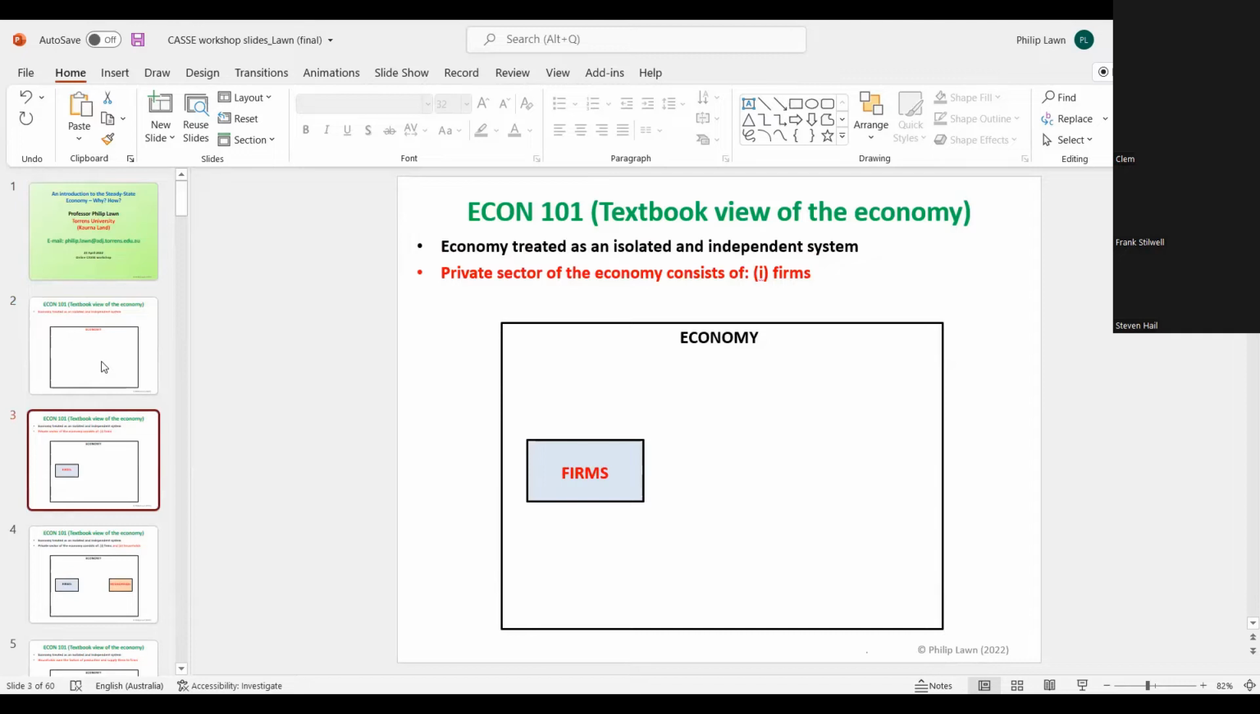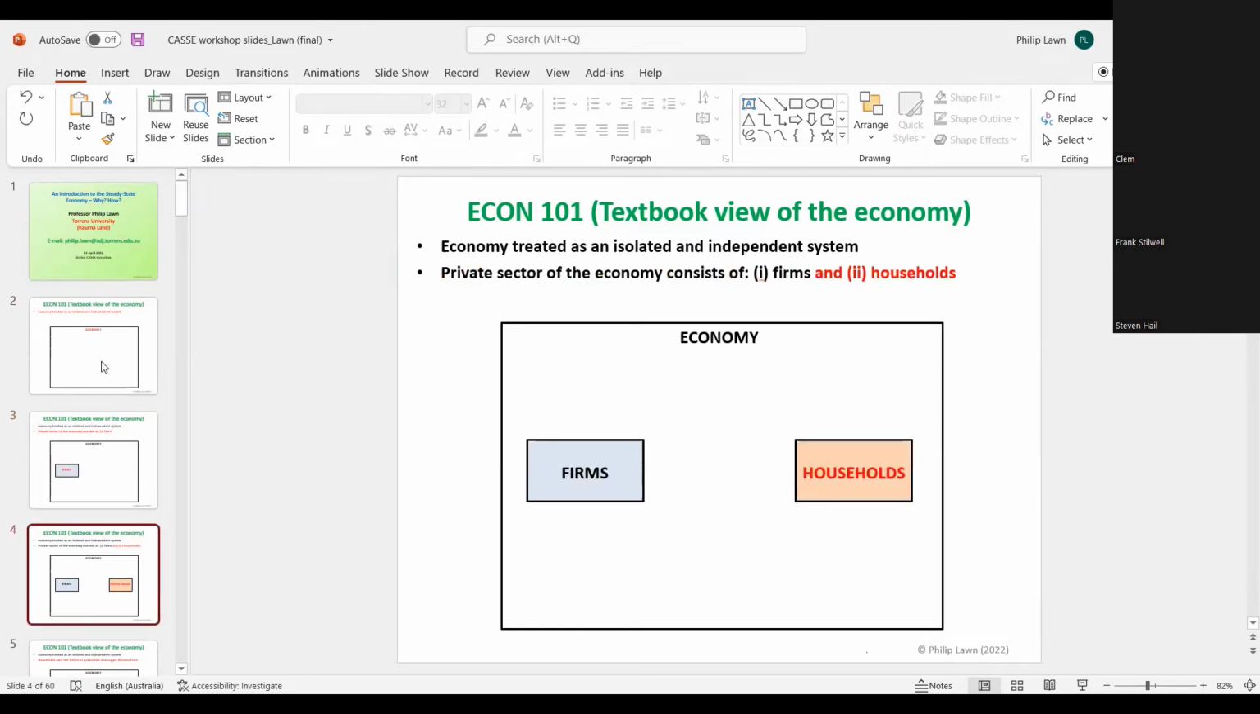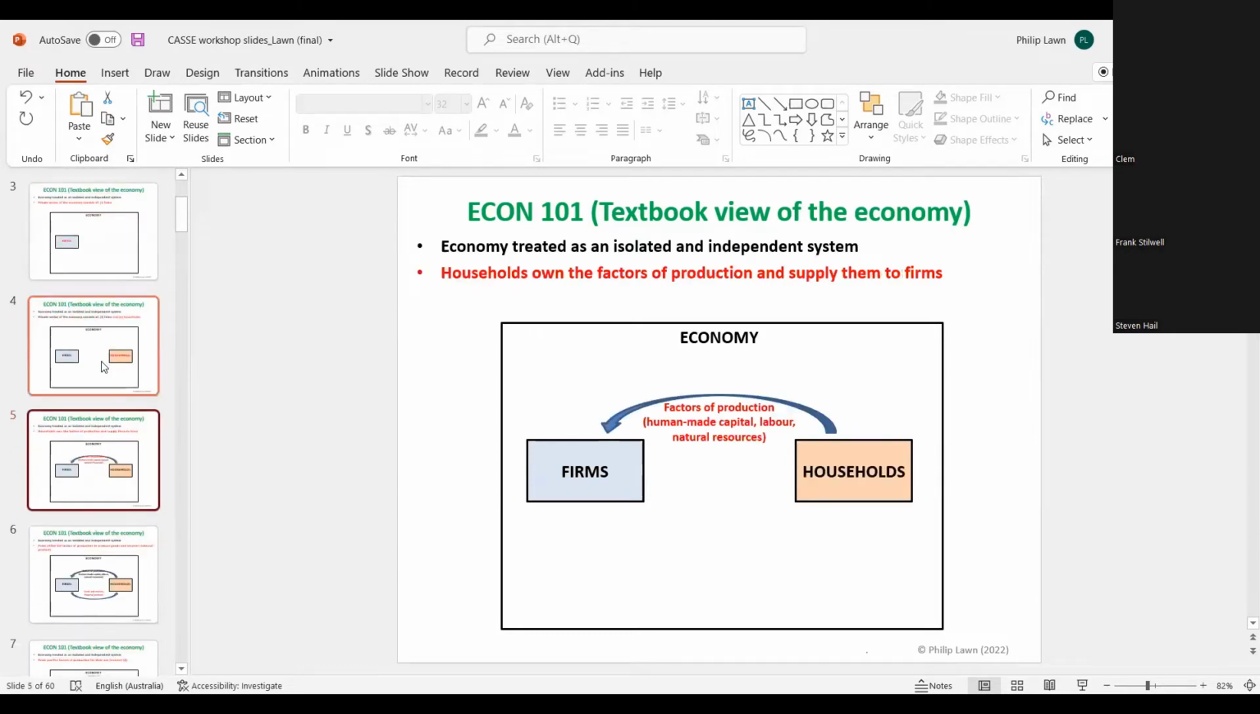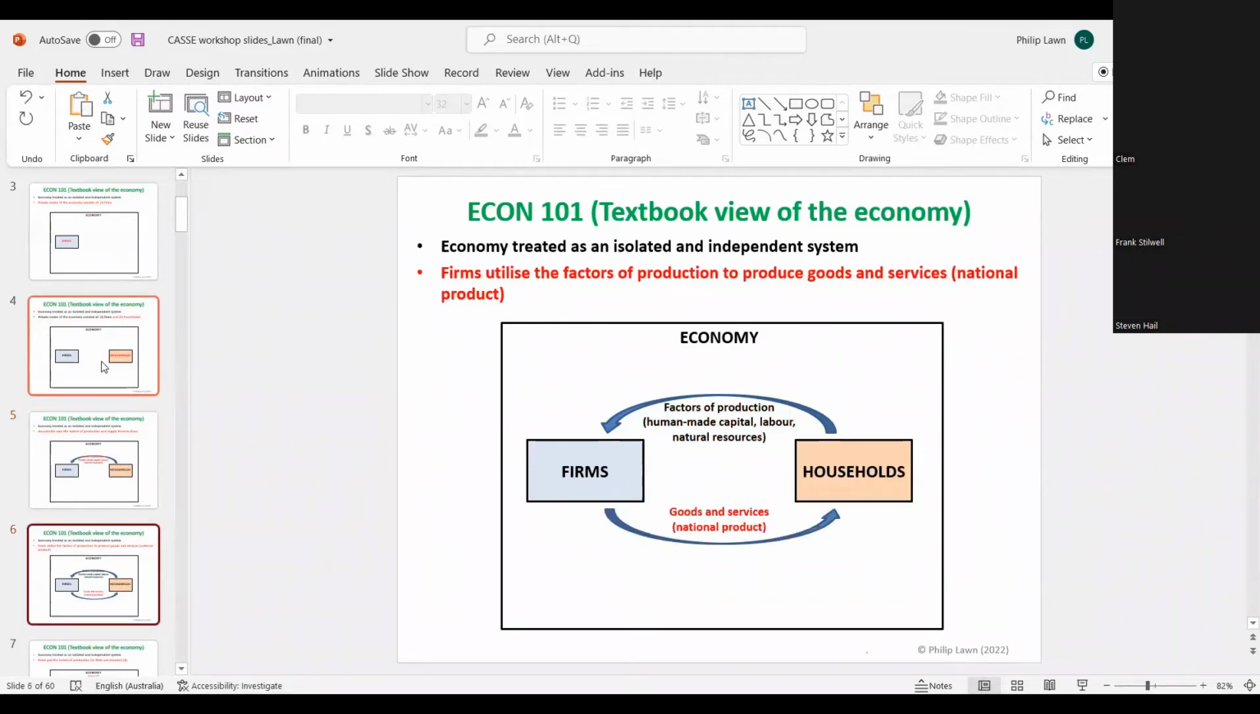And within this economy is a private sector that consists of firms or businesses. It also consists of households. Households own the factors of production. So by factors of production, we talk about human-made capital, such as plant, machinery, and equipment, provide the labour and own the natural resources. And they supply these factors of production to firms and businesses. So firms utilise the factors of production to produce goods and services, and that's referred to as the national product. So that's one way of measuring what's referred to as GDP, gross domestic product, sometimes referred to as the national product.